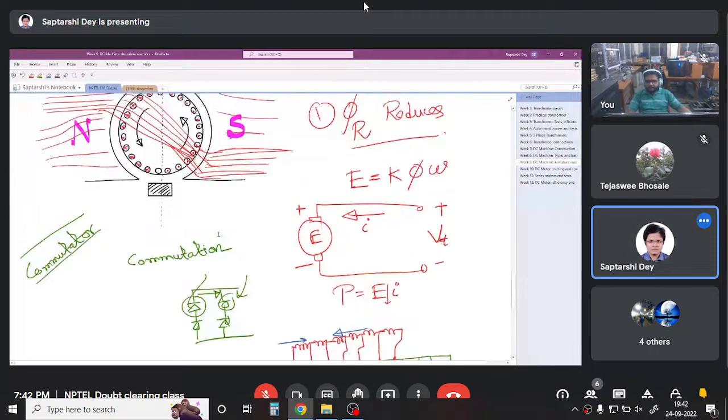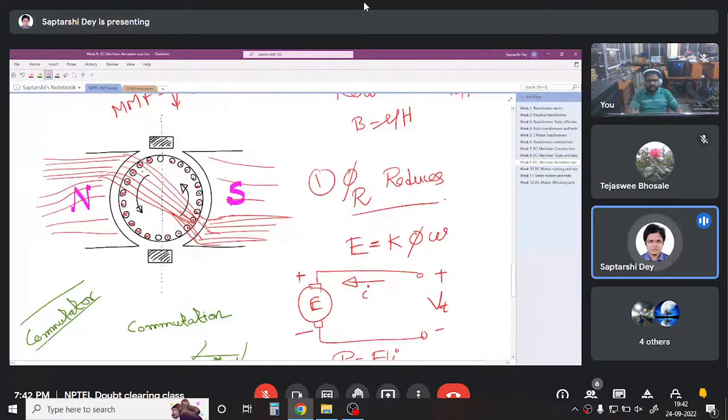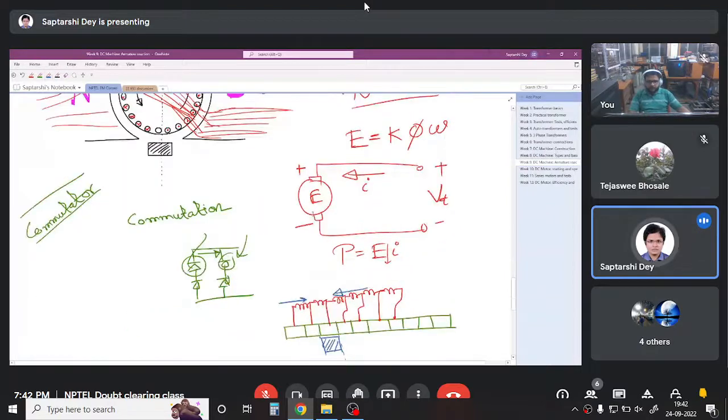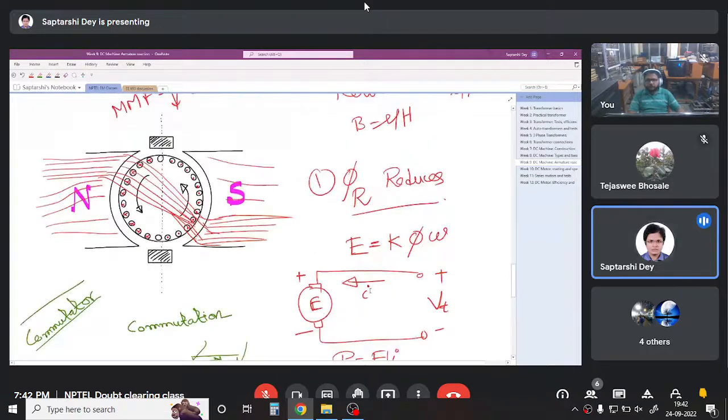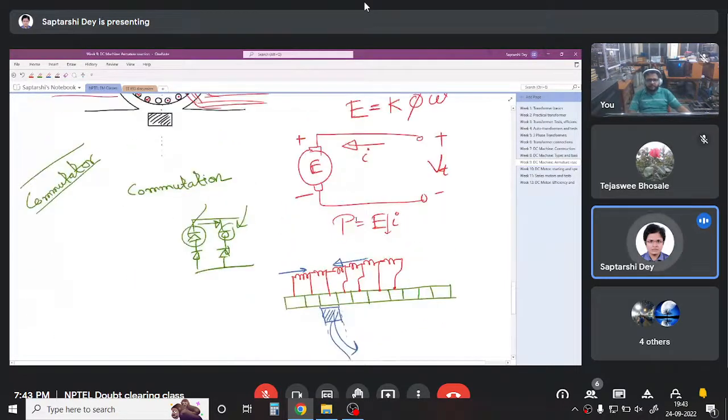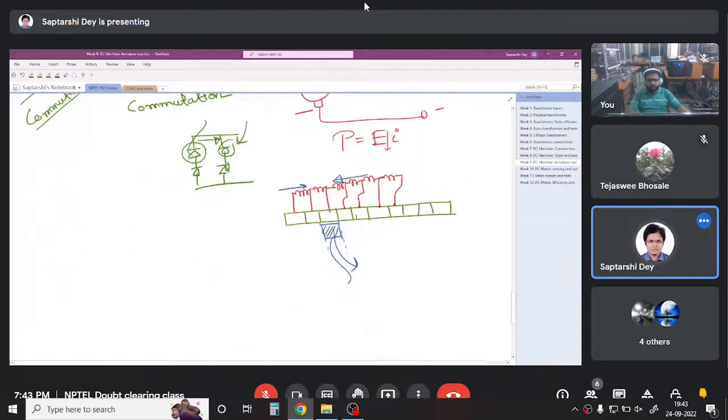As we saw here, on one side of the commutator the current direction is something, on the other side it is opposite. So if on the left side current is coming this way, the right hand side current will come the other way. And the net current is going out through the commutator. There is the brush. We have connected our conductor to the brush, and through the brush the current is going out. We know that when the conductor is just in front of the commutator, there is no current through it. Why? We have discussed in week 7, you can see. So there is no current.